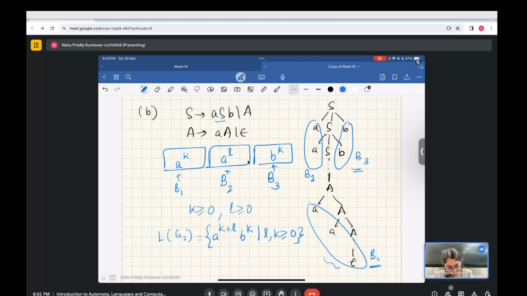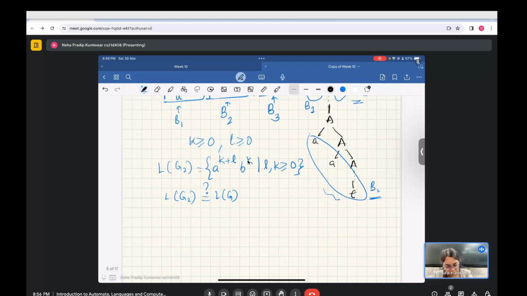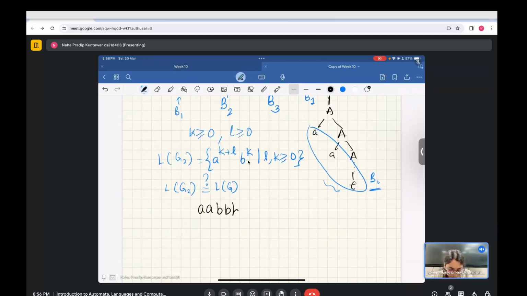So the question is, is the language of G2 the same as the language of G? That is the question. Observe that this language cannot generate strings of a certain form. Let me take an example. Let's say you have a followed by b. This string is of the form a star b star, so ab is in the language of G. But can ab be in the language of G2? That is the question.